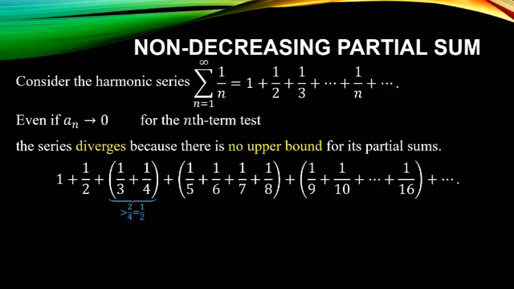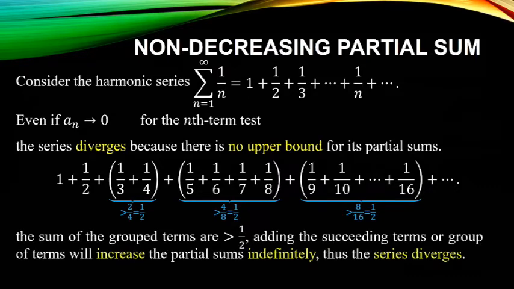So 1 plus 1/2, and the following 2 terms is actually greater than 2/4 or greater than 1/2. So you still add 1/2. So you still keep adding more than the previous added terms. So this group of terms is also greater than 4 over 8, which is 1/2. So this group is still larger than 1/2, and also this one. Even though your nth term becomes smaller, the terms you are adding are still getting larger. So the partial sum keeps getting larger.